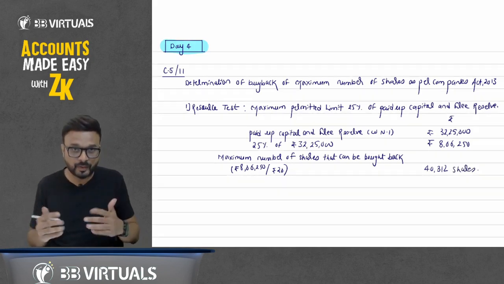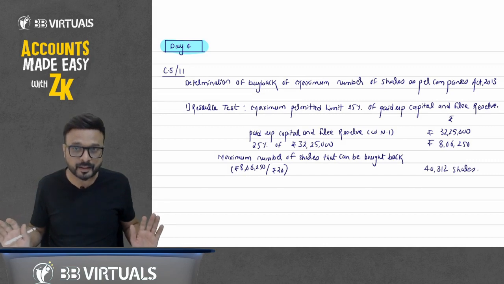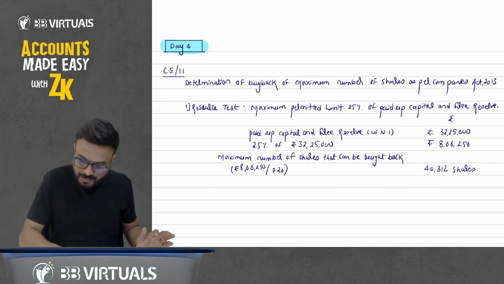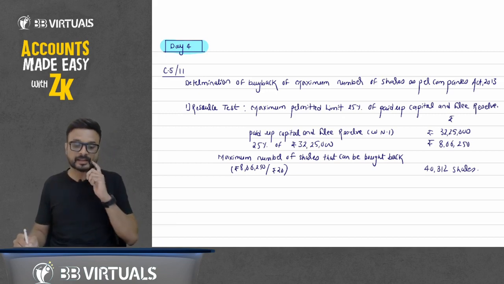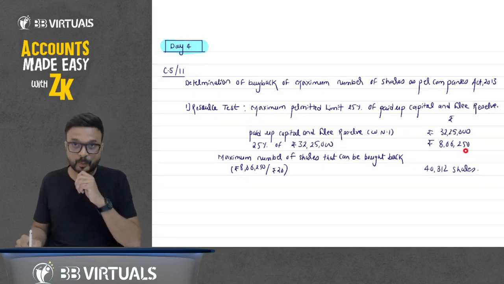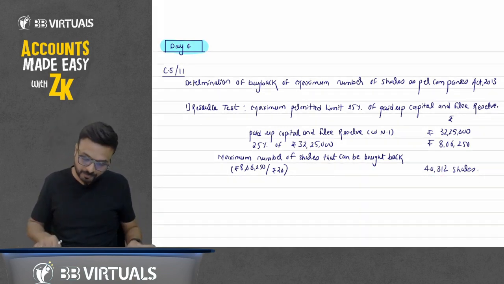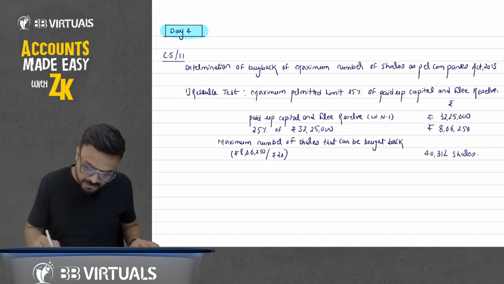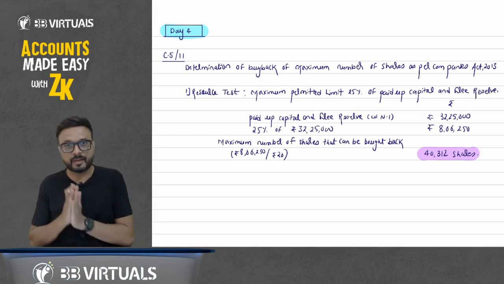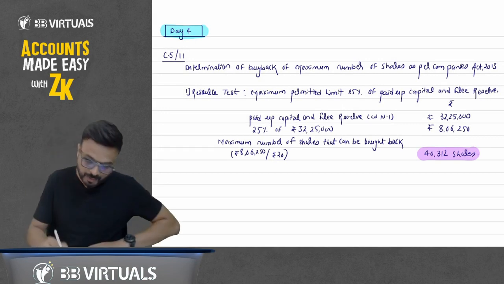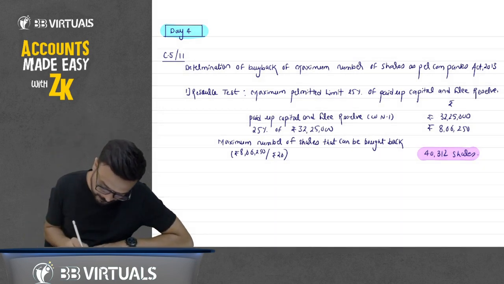If you say 0.5, we round it off to 313. So 40,313 multiplied by 20, that comes to 8,06,260. It is more than the amount which is permitted. So don't round it off to 313. Take it as 312 only. Okay. Now, as per first condition, how many maximum shares can we buy back? 40,312. Now, second test here, share outstanding test.